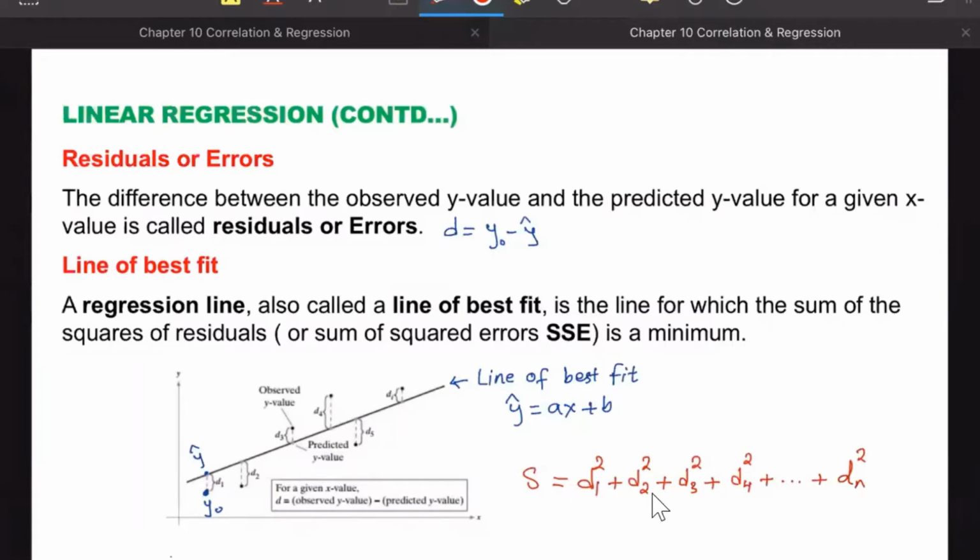Because this value should be minimum, this line is also called the least square line. It's just because of that it is also called the least square line. So that is the quick introduction to linear regression. We are going to look at the example now.